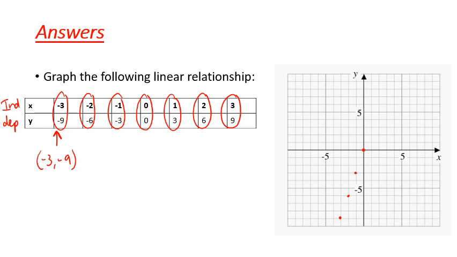So this actually passes through the origin. The 0, 0 is actually called the origin. Then I've got 1, 3, 2, 6, and 3, 9. And as you can see, each of these dots is going up by 3 and across by 1 every time. And this is what your graph should look like.